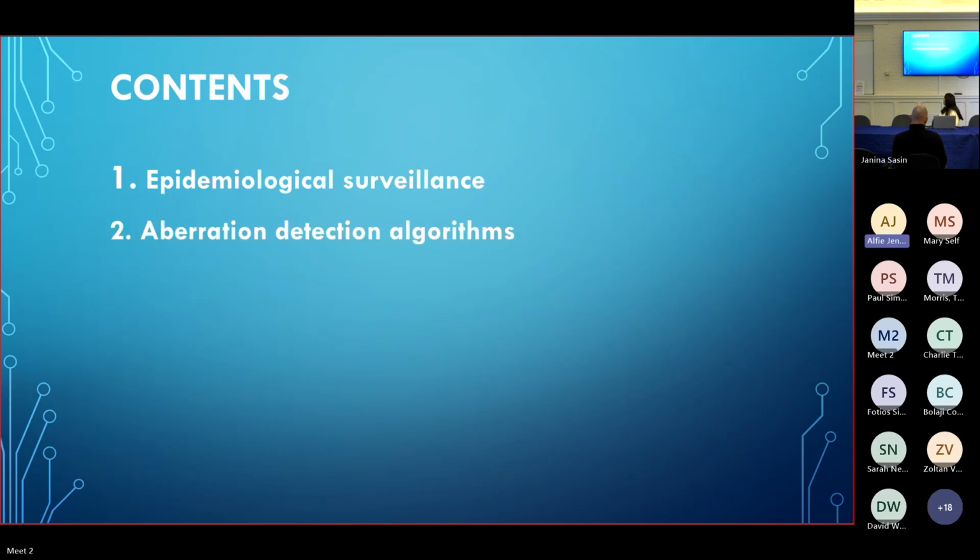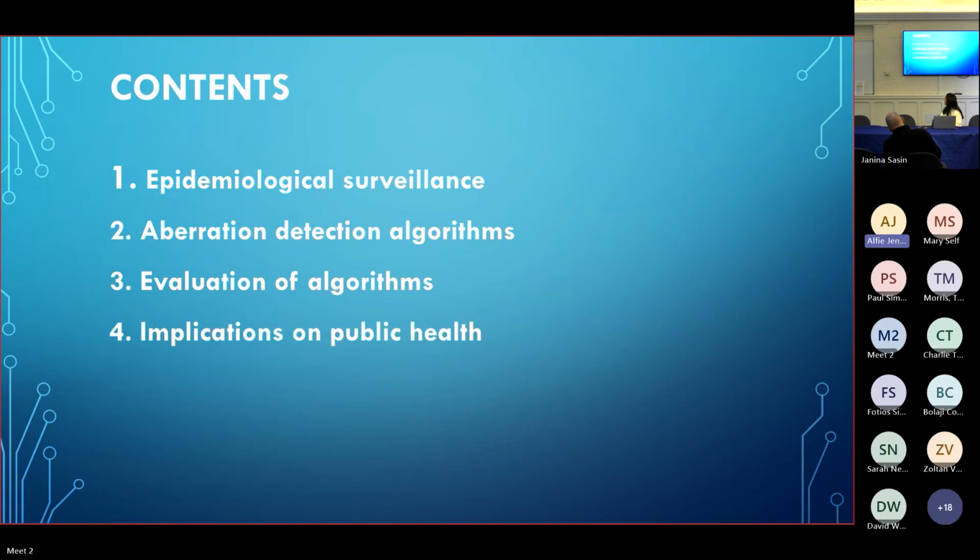So I will start off by talking about, in general, epidemiological surveillance and aberration detection algorithms, specifically the Farrington algorithm, and how we evaluated it with the RAMMIE algorithm, which is currently used also in Public Health England, currently the UK Health Security Agency, for syndromic surveillance.